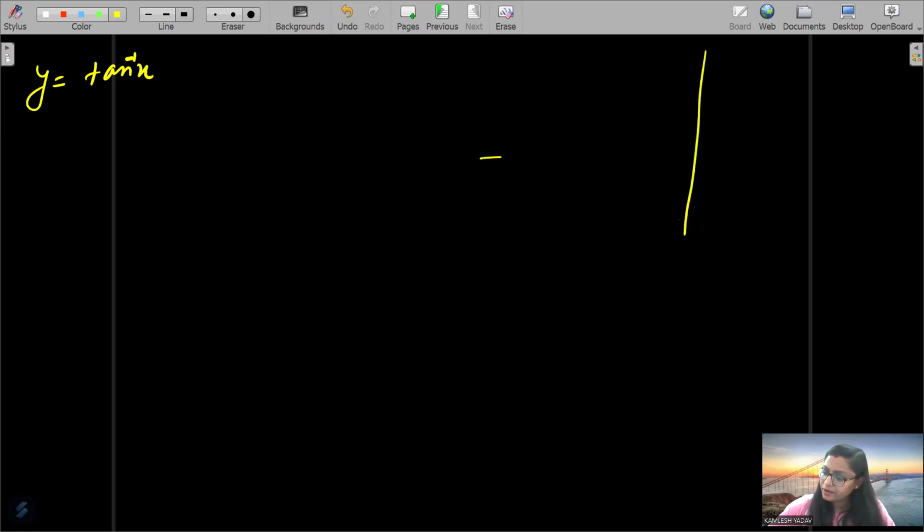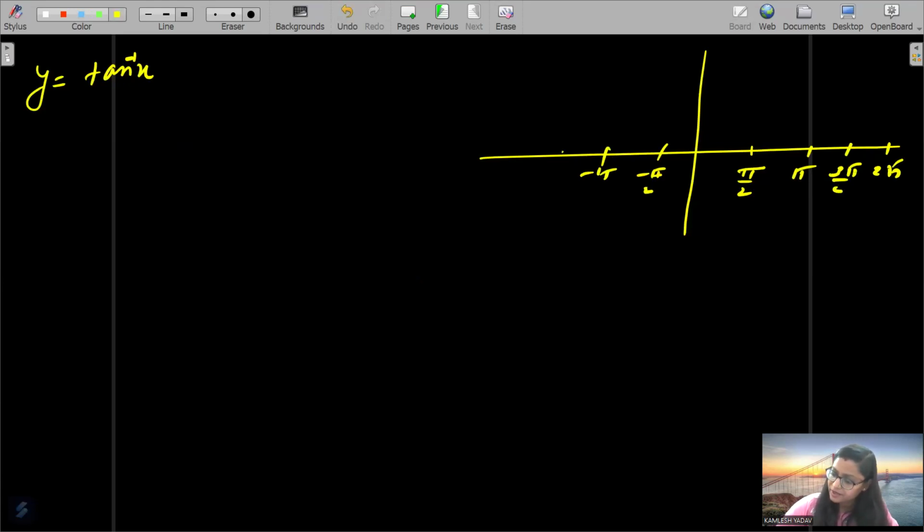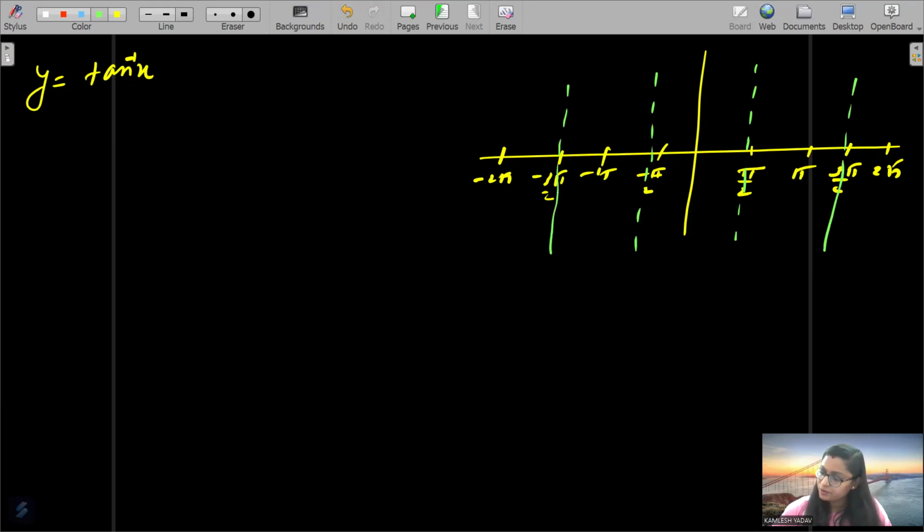Now we go for the next graph. y is equal to tan inverse x. Okay. So first we have an idea about the graph of tan x. So for tan x: pi by 2, minus pi by 2, pi, 3 pi by 2, 2 pi, minus pi, minus 3 pi by 2, minus 2 pi. Okay, so the graph of tan x, we know that at these points tan x is not defined. So that's why I draw the straight lines here, plus minus pi by 2, plus minus 3 pi by 2. And the graph like this is the graph of tan x, right?